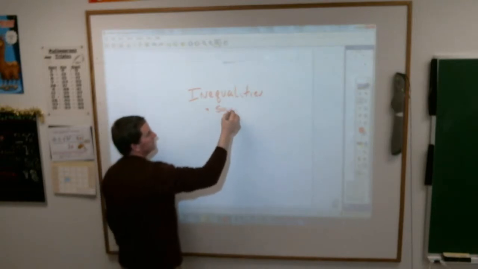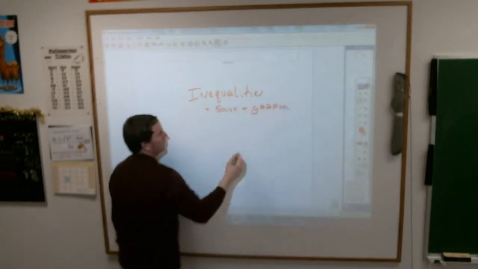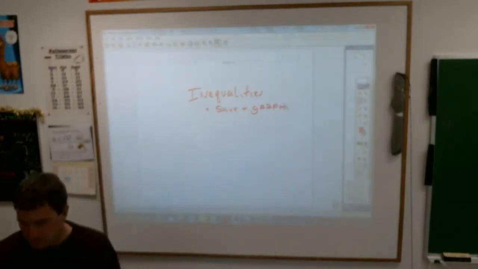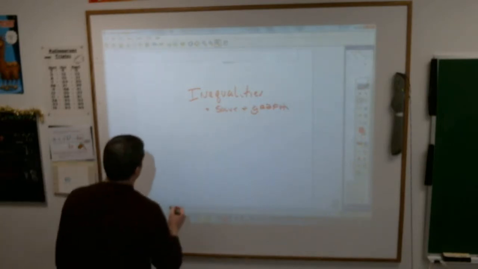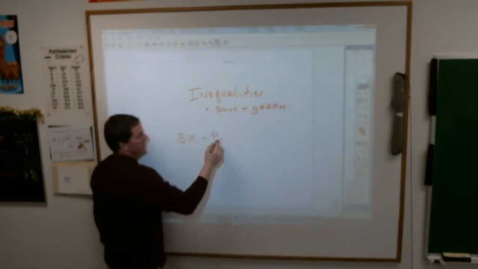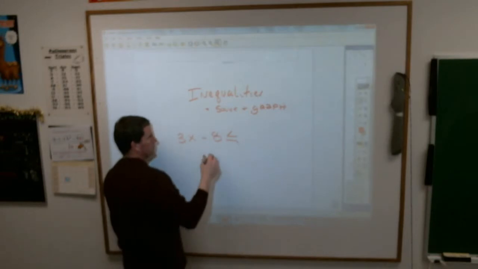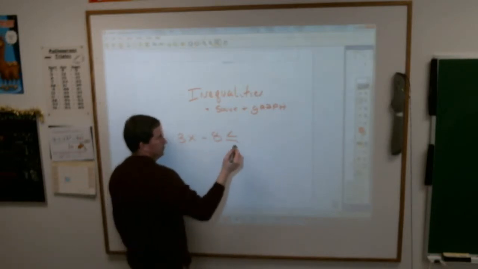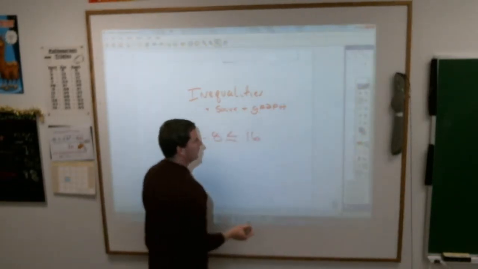Solve and graph. We have done this before. Take a look at this first problem here. Let's say I have 3x minus 8 is less than or equal to 16. What do I do with this?